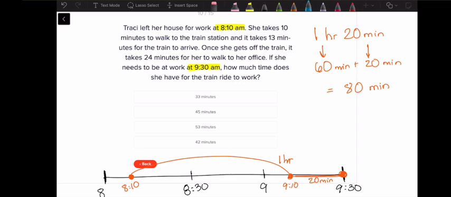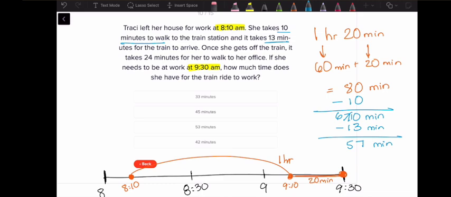From those 80 minutes, we're going to deduct all the time we know she's going to take between the walking and the waiting and the walking. It takes her 10 minutes to walk to the train station. So let's subtract the 10 minutes she takes to walk. She's down to 70 minutes. Then she has to wait for the train, which takes 13 minutes. So we subtract another 13 minutes. That's going to become 57 minutes that she has after she waits for the train.